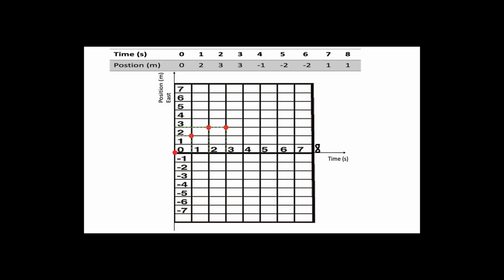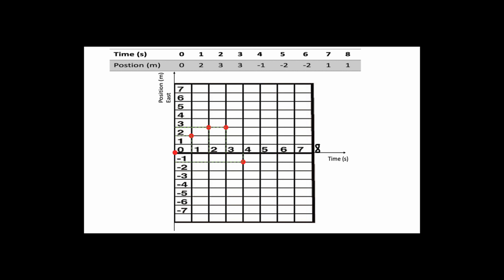At 4 seconds, the position was -1 meter. So at 4 seconds, we go to -1, and then we draw a line to -1. So this point of intersection is the point for that instant.